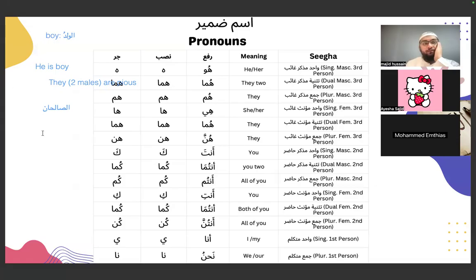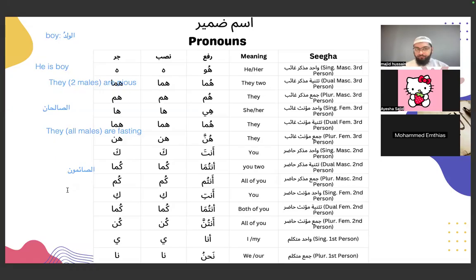Right, one more example. They, so all males, are fasting. And the word for fasting, I'm going to write over here. Yes. Who can translate? Sorry, what does as-saimun mean? Fasting. This is the translation for fasting. Okay, so they are fasting? They, all males, are fasting. Okay.